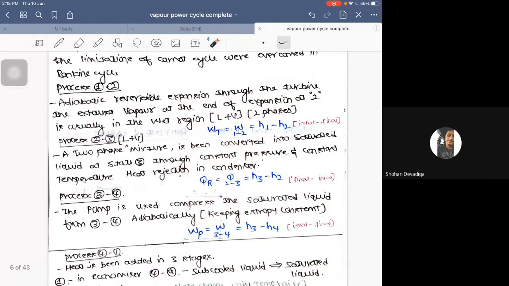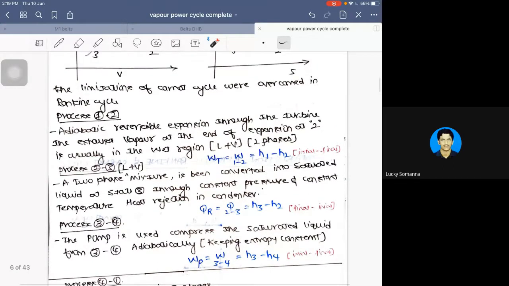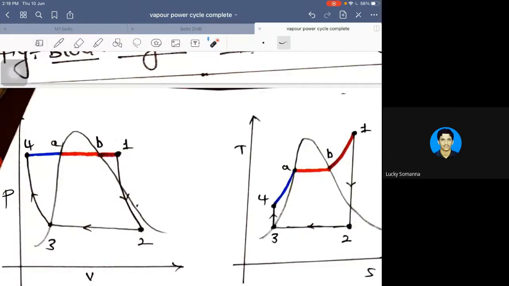Next, 4 to 1, guys. Anyone? Lucky? It has been added in 3 stages. Without looking at the notes, can you tell me how the heat is being added in the 3 stages, Lucky? I have not even shown you the notes till now. At least anyone could say that. I would be very, very happy if you say it. 4 to B, B to A. Yes, 4 to A, where is the heat added?